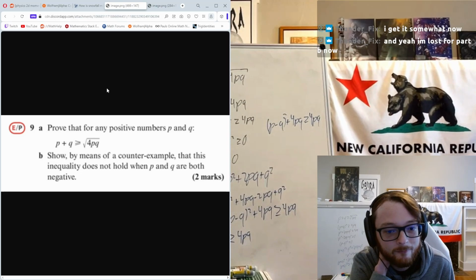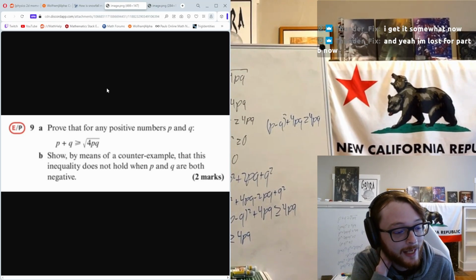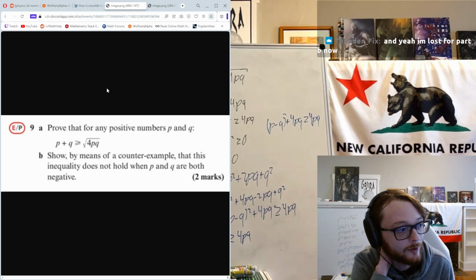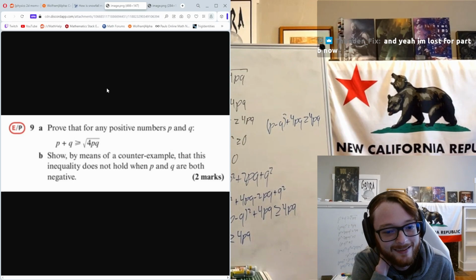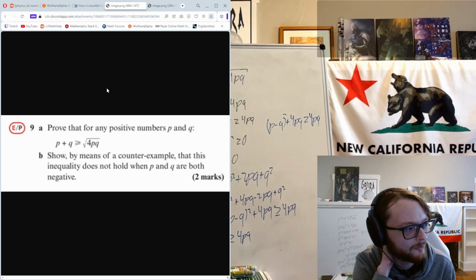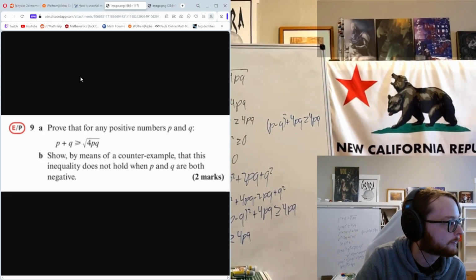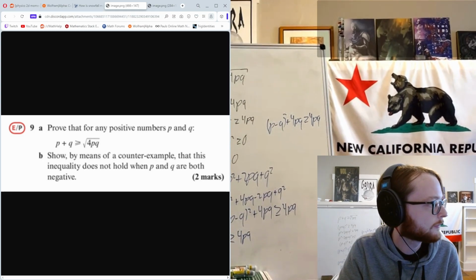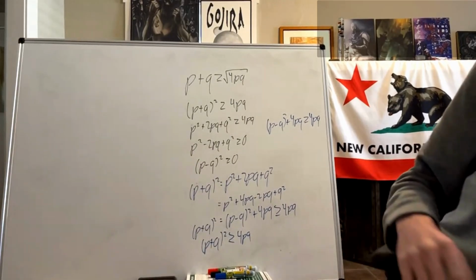For part B, they say specifically to show by means of a counterexample, so I think we just get to forget about the entire proof that we just did, thankfully. Because we just need to find a pair of negative numbers that makes this untrue. I think you can take almost any two negative numbers you want. I'm not sure of a situation where they wouldn't break this proof. So let's try some numbers here.